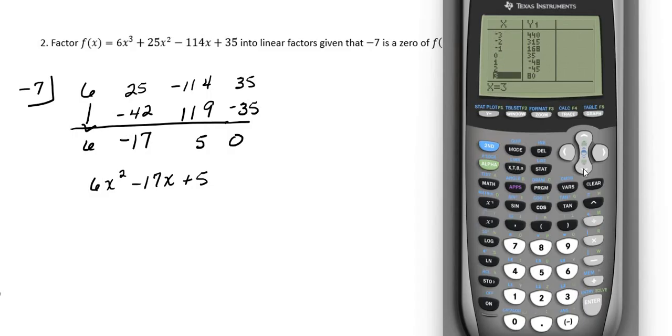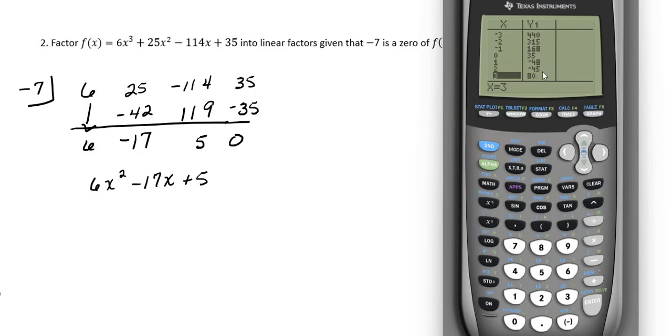But what I want you to notice is that from the point 0, 35 to the point 1, -48, I'm going from a positive value to a negative value for the y's. The only way that I can go from a positive number to a negative number is if I hit 0 somewhere along the way. So I know that there's a 0 in between 0 and 1.